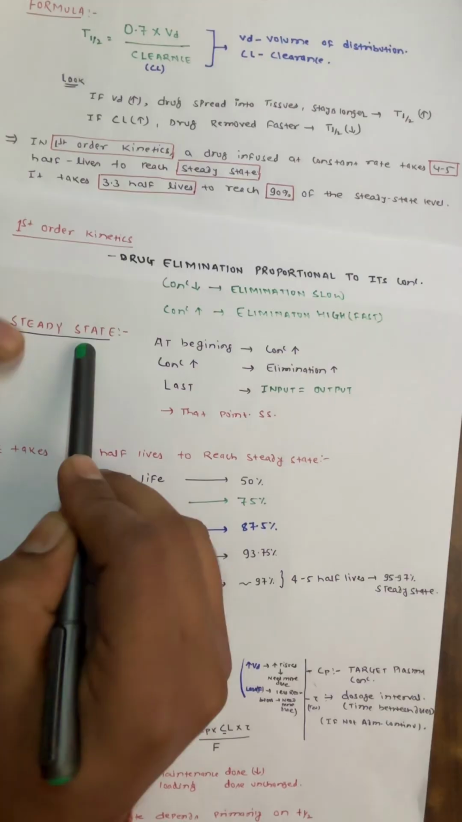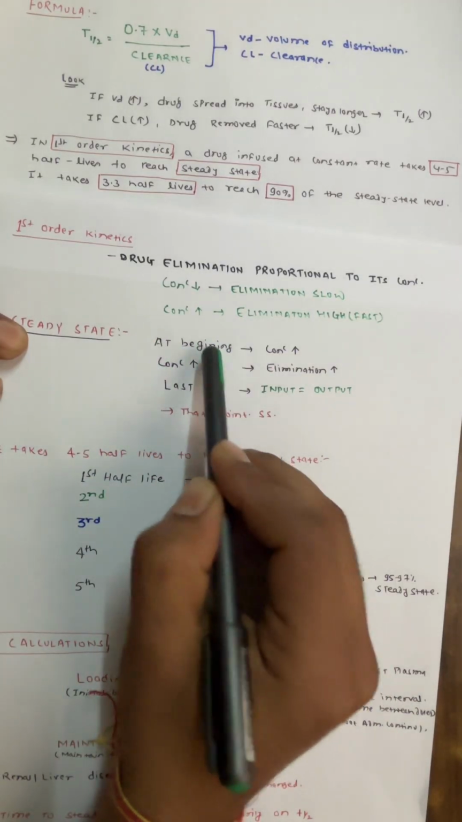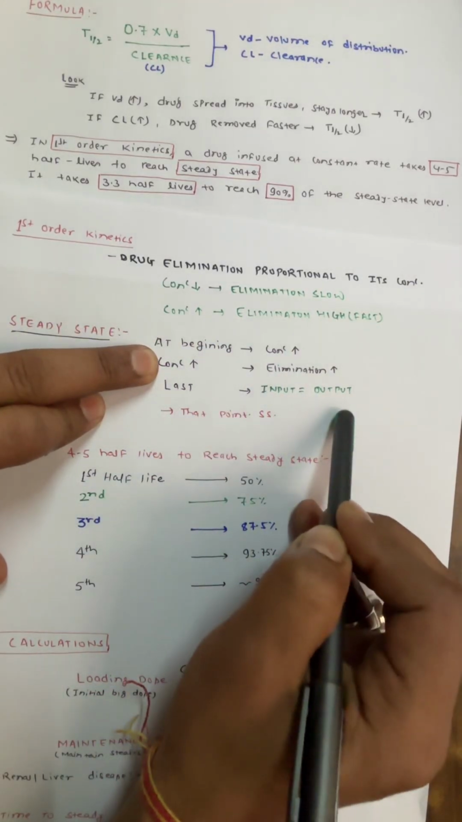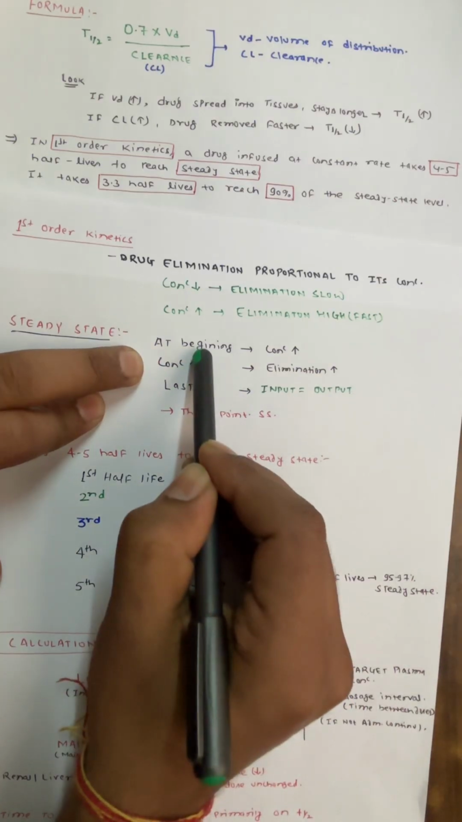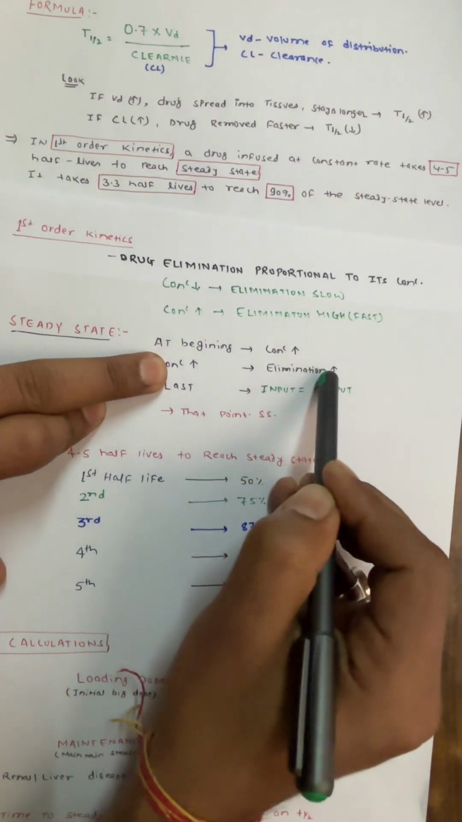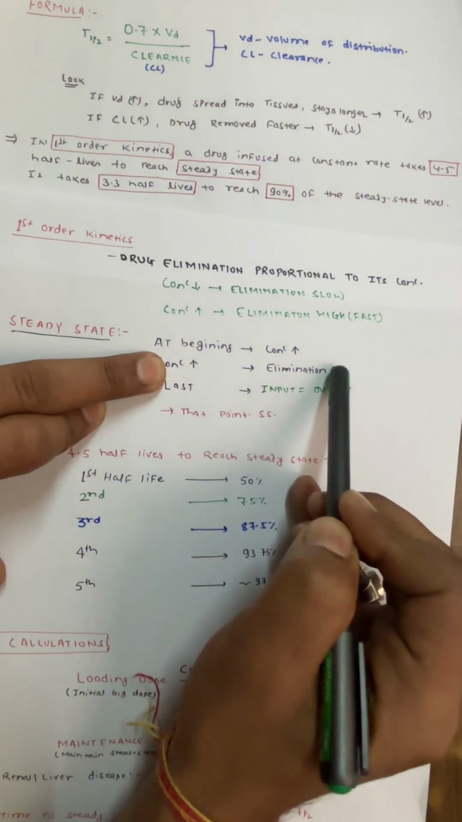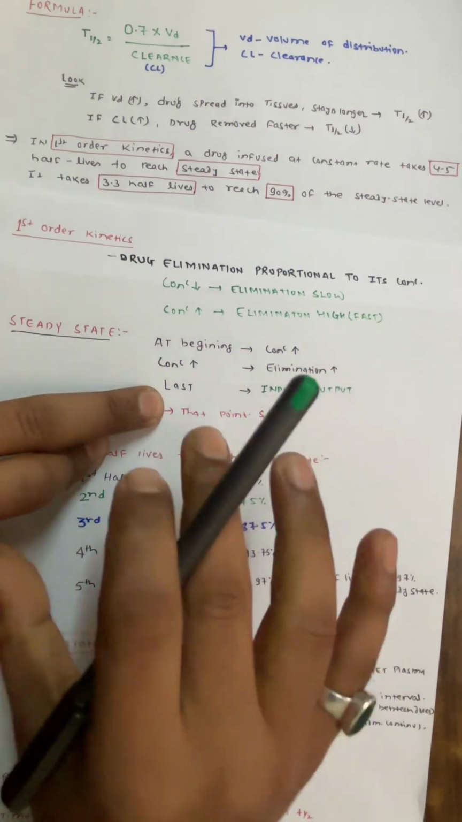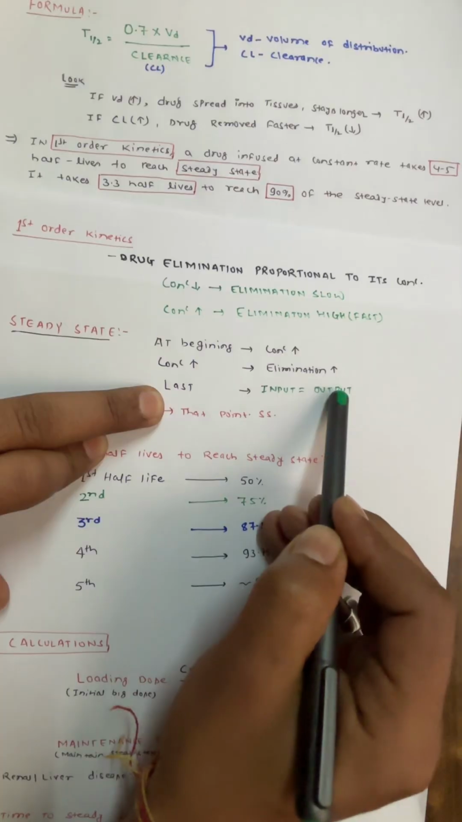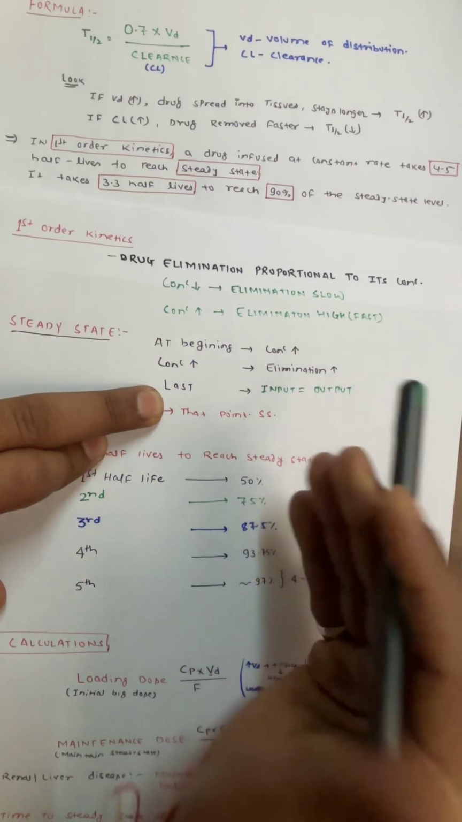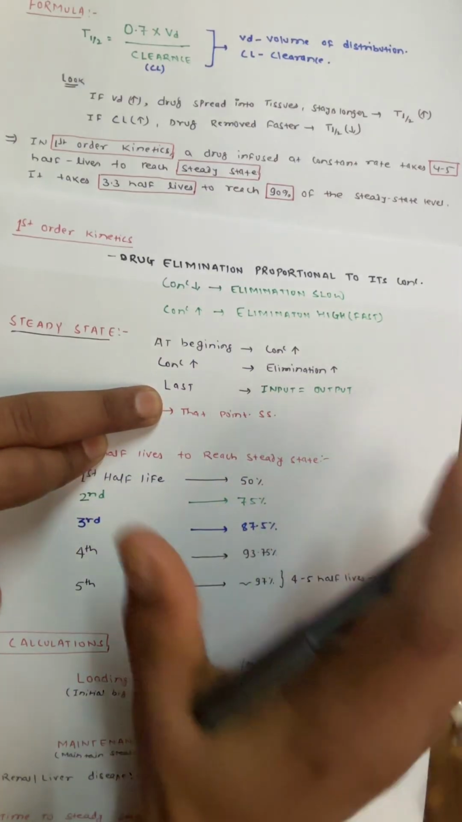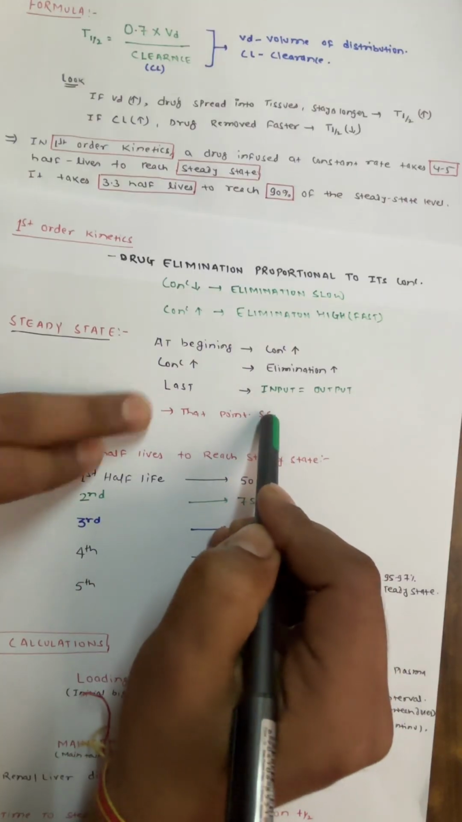So how is the steady state reached? At the beginning the concentration increases in the body. When the concentration increases, the elimination will be fast, because if concentration increases, elimination will also be fast. Then at last a state will come where the input and output will be the same, that is, the rate of drug administration and elimination will be the same. So that point is known as steady state.